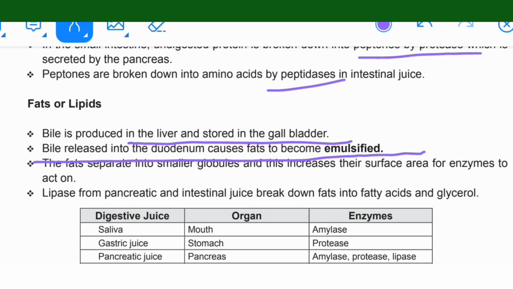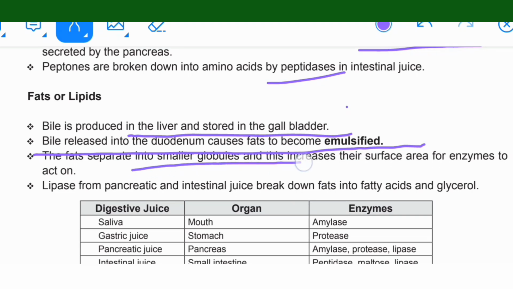So what is emulsification? That is just the combination of two substances that do not mix, so one of them becomes a particle suspended in the other one. So the fat becomes emulsified, and what does that? It is done by bile. Okay, so the fats separate into smaller globules, you can see, and this increases their surface area for enzymes to act on. Now lipase from pancreatic and intestinal juice break down fat into fatty acids and glycerol.